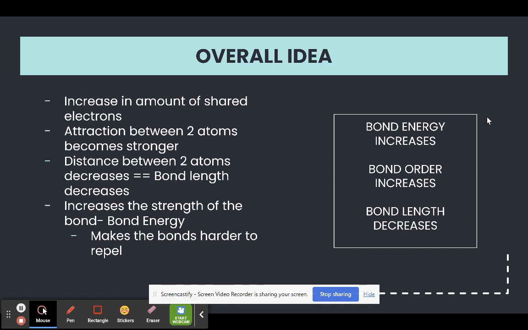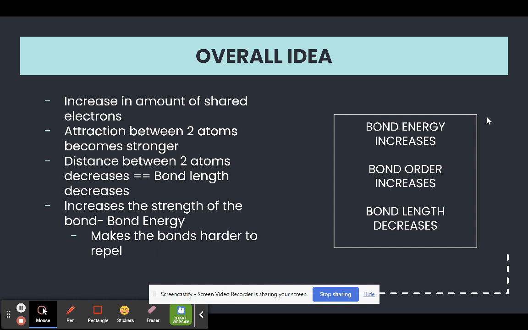When the number of shared electrons rises in a bond, the force of attraction between the two nuclei of atoms grows stronger. This pulls the attraction in the bond closer and stronger, which shortens the distance between the two atoms. As the attraction in the bond increases in strength, more energy is required to break the bond because the atoms will be harder to pull apart, meaning repulsion is less likely.